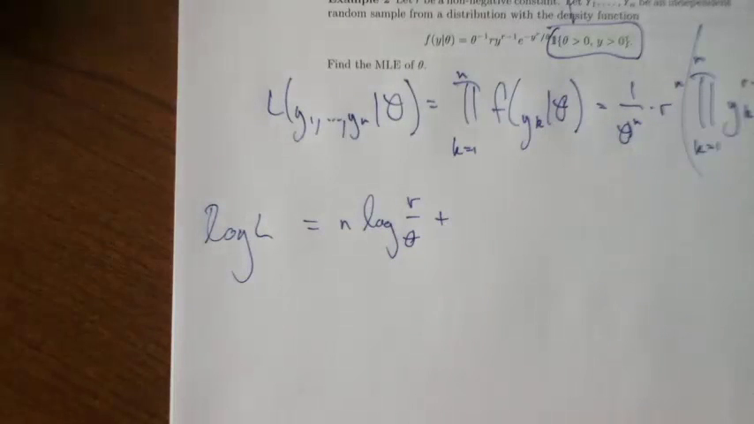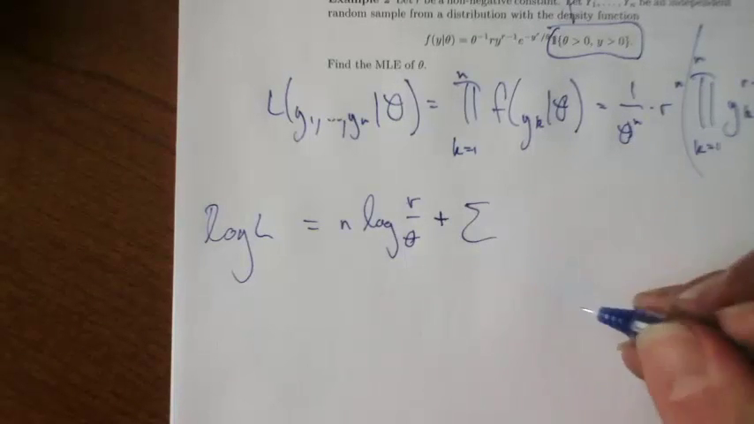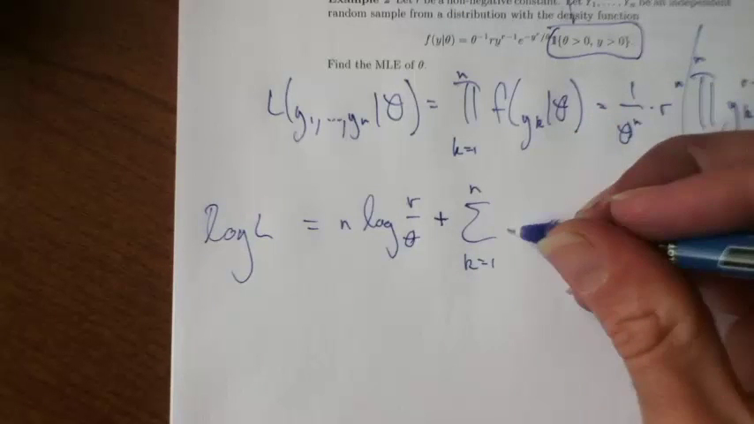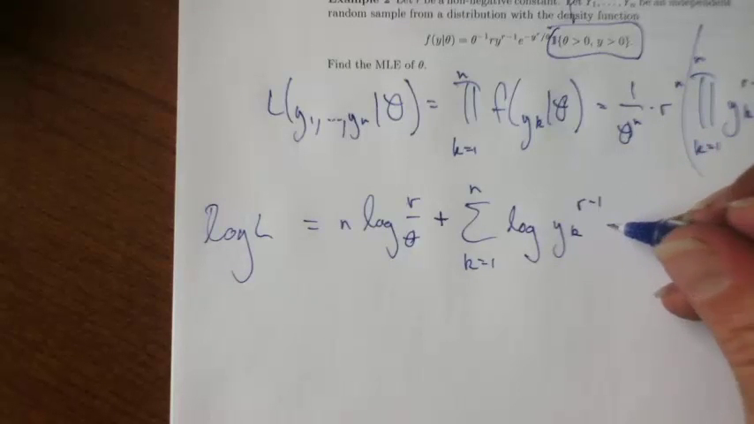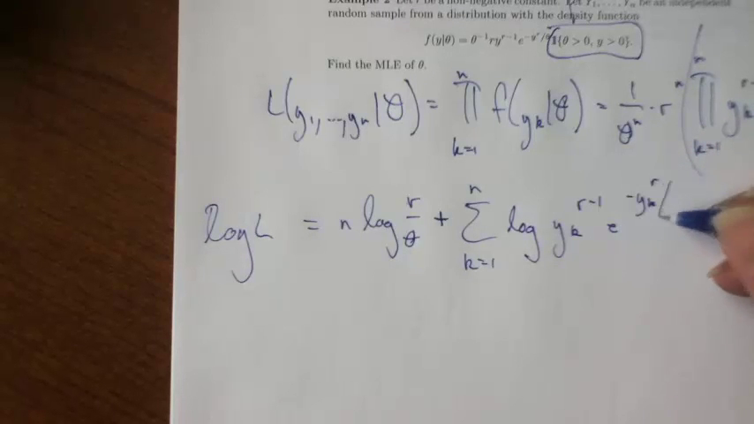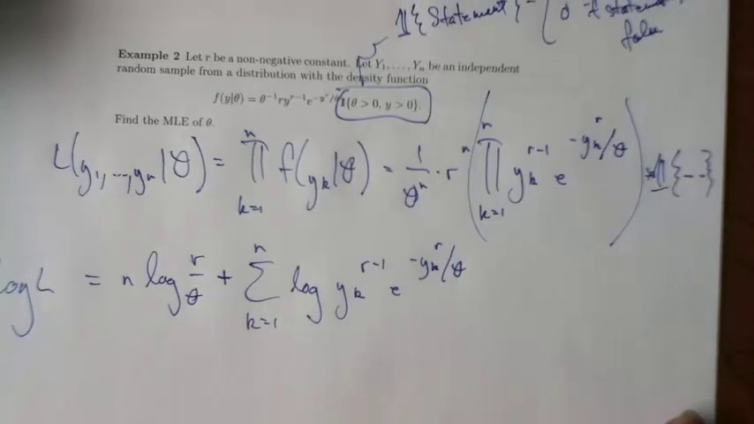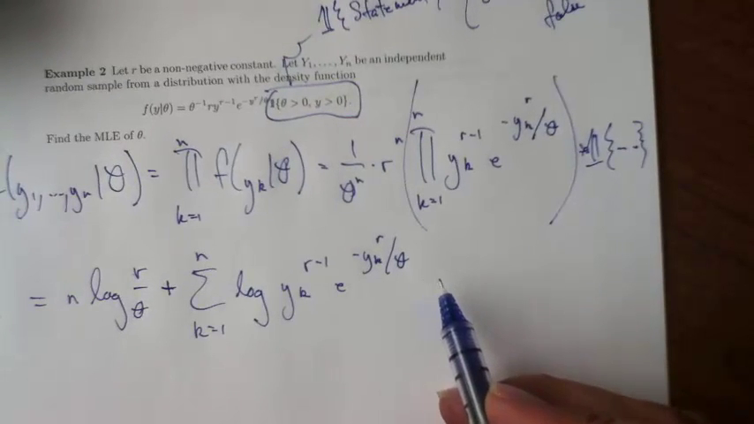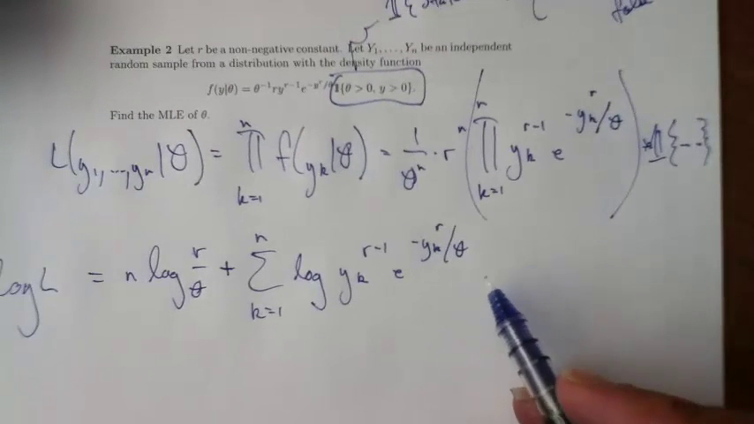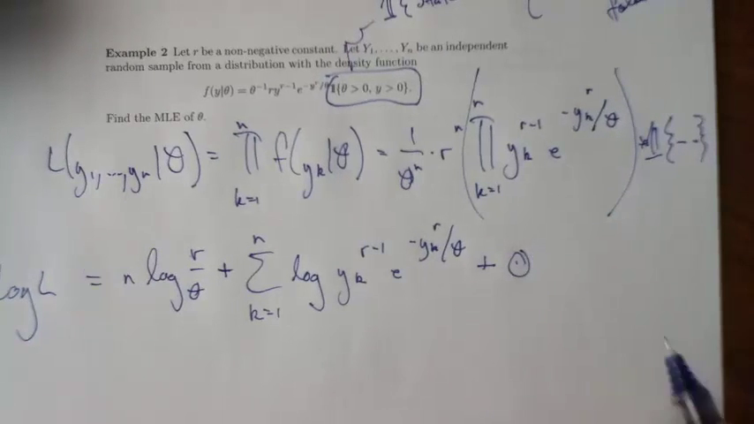And then plus, remember the log of the product is the sum of the logs. So I'm going to add to it the sum, k goes from 1 to n, of the log of y sub k to the r minus 1 times e to the negative yk to the r over theta. Oh, I'm missing my indicator function stuff here, right? Can I just abbreviate it like that? Just put it out to the side there. And so if I take the log of this stuff, if this stuff is 1, log of 1 is 0. So I really don't have to worry about all that stuff.